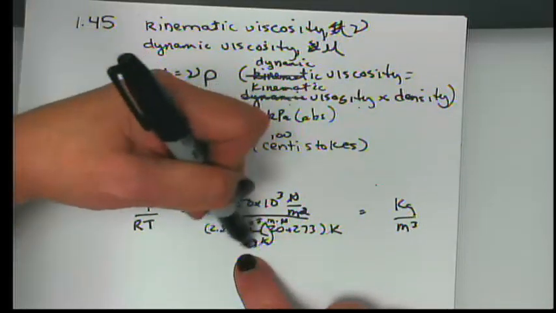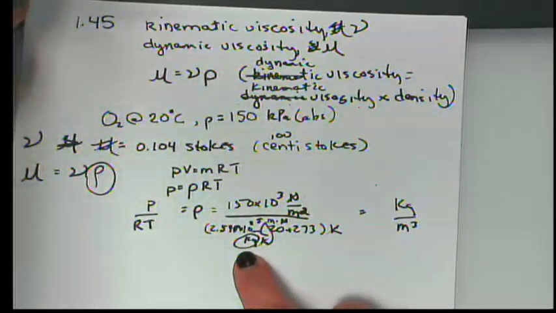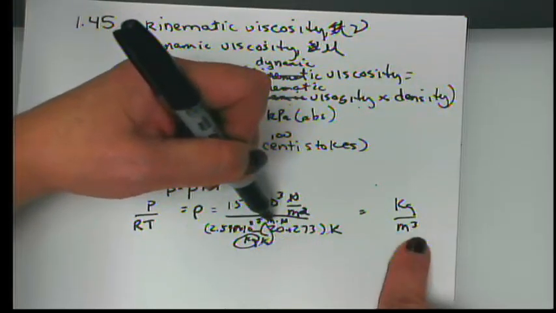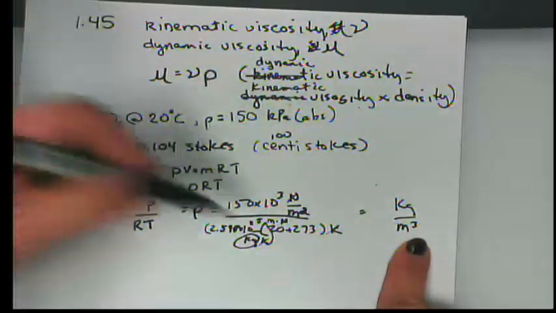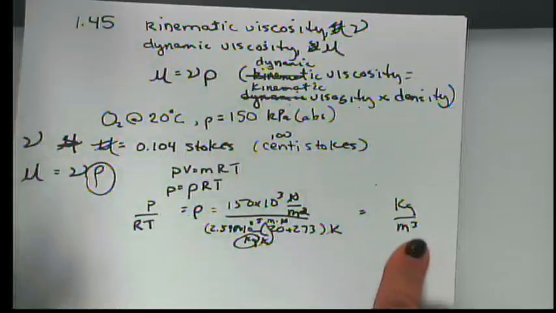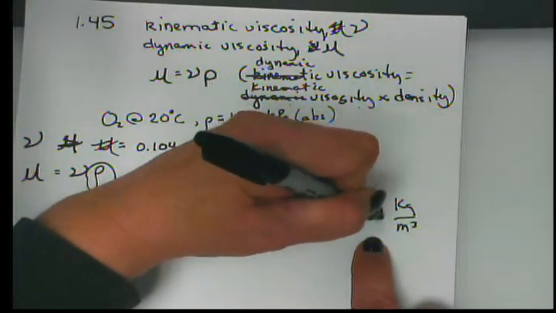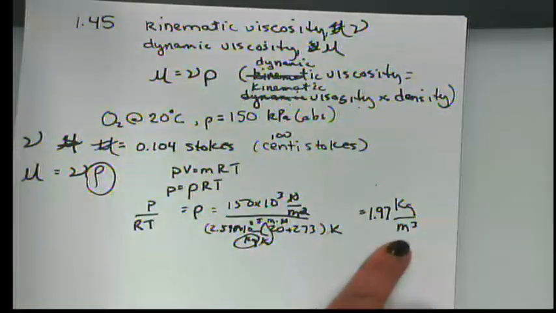Here we have kilogram in the denominator of the denominator, and we have meter squared times meter, which is meter cubed, remaining in the denominator. And if we do the math on that problem, the value turns out to be just under 2 kilograms per meter cubed. 1.97 kilogram per meter cubed.